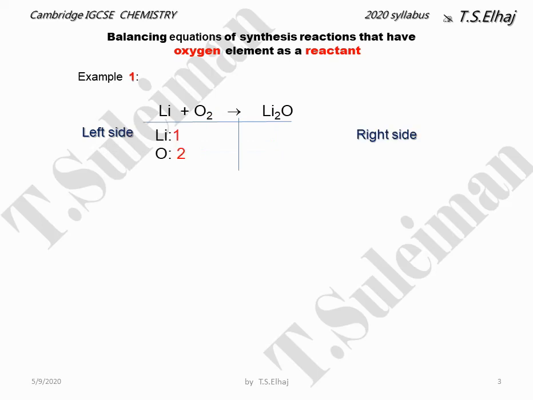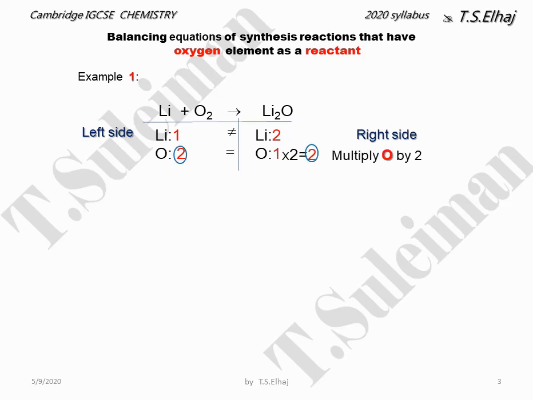As I mentioned before, if we count the number of atoms of each element on both sides, you will find on the left side we have one lithium, while on the right side two lithium atoms. On the left side two oxygen, while on the right side we have one oxygen atom. Always in synthesis reactions that contain oxygen as one of the reactants, we start by balancing oxygen. To make the number of oxygen on both sides the same, multiply the oxygen on the right side by 2.